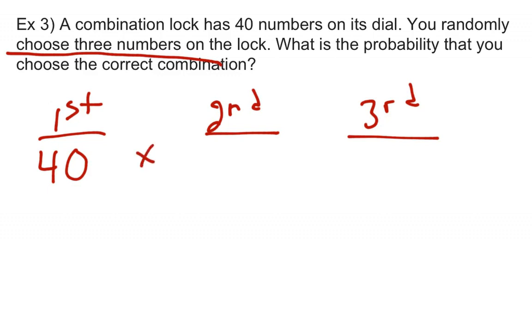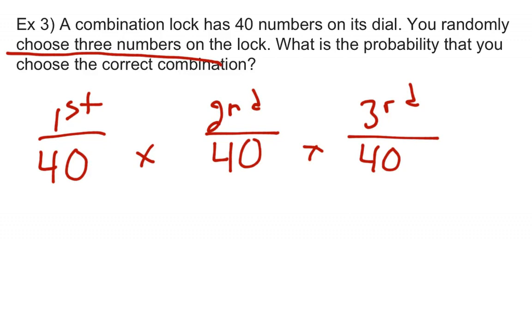And now here's where you really got to think. Well, on a lock, can you repeat numbers? Can you have a combination that's like 27, 3, 27? Can you repeat numbers like that? Well, yeah, you can, okay? So that means that when I make my second pick, all right, there are still 40 numbers that I can choose from, because I can choose the same number if I want. That's fine. Okay, and then my third choice, again, 40 numbers to choose from.